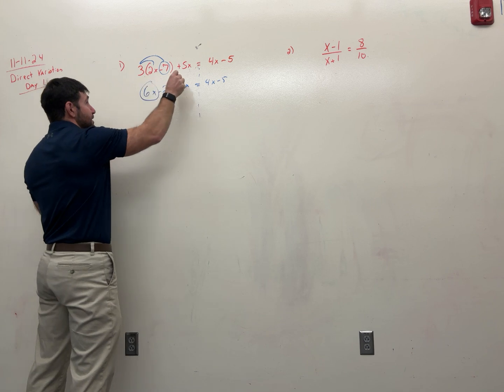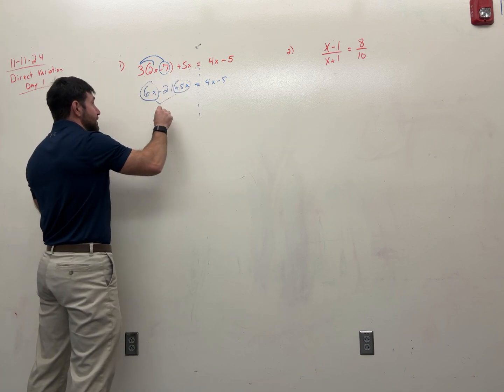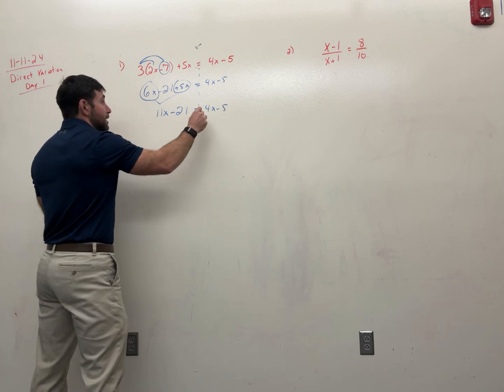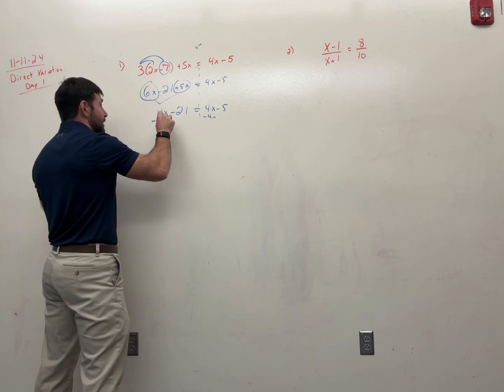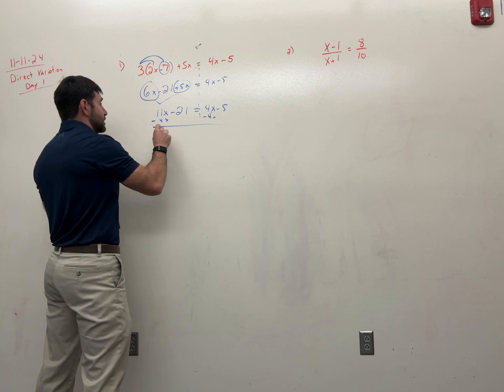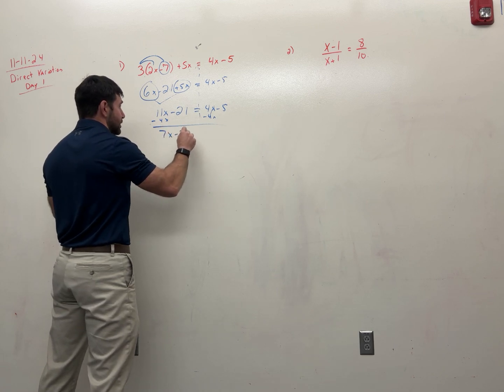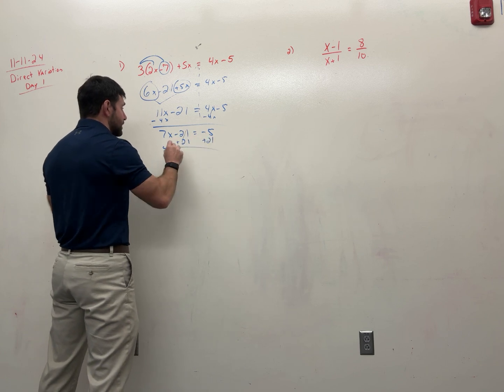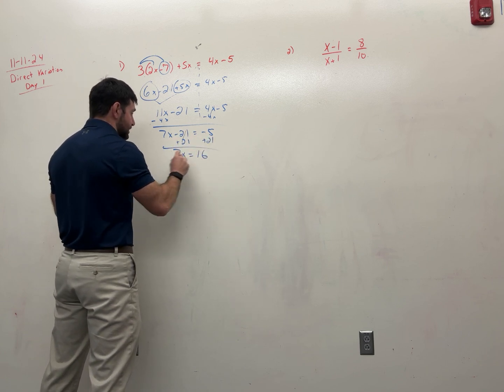Combine like terms, 6x's plus 5x's is 11x minus 21 equals 4x minus 5. Subtract 4x from both sides, gives me 7x minus 21 equals negative 5. Add 21 to both sides, gives me 7x equals 16.